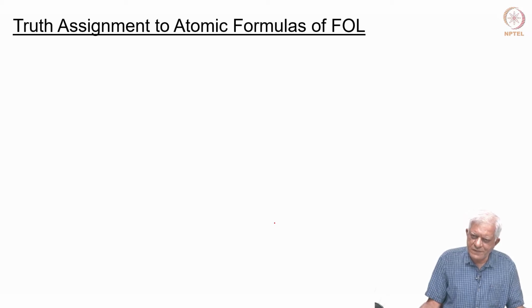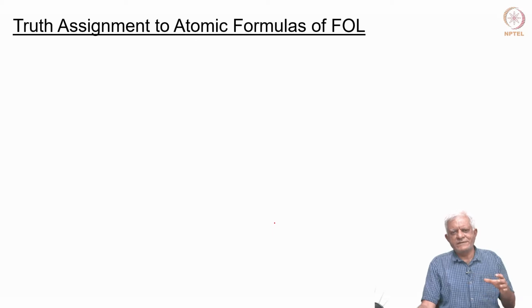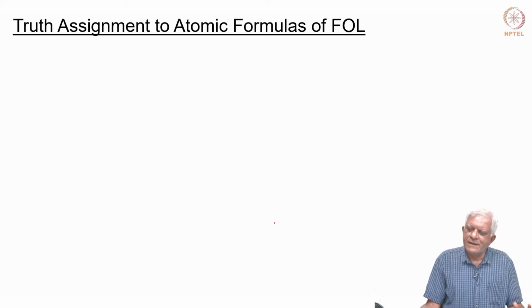Let us now come to truth assignment, because we want to be able to decide as to when a sentence is true. Remember that formulas in general may or may not be true, because they may have free variables, but sentences are formulas without free variables, and therefore, they will have to be either true or false essentially. So, how do we do this? Let us do this first, then we will move on to theorem proving.